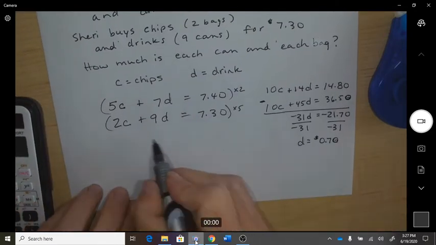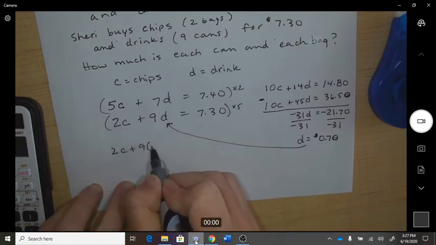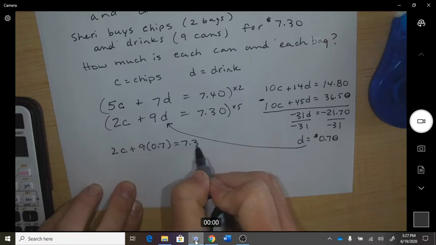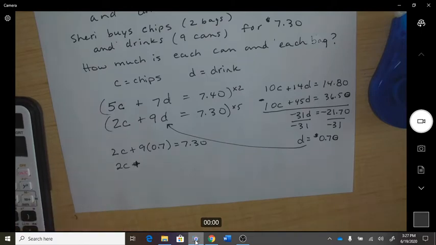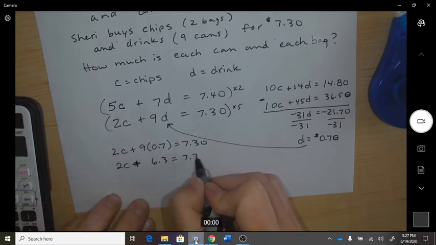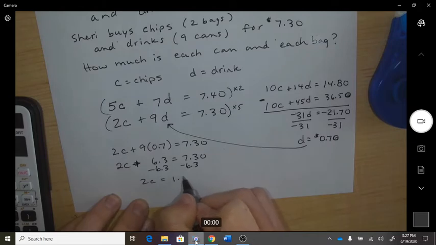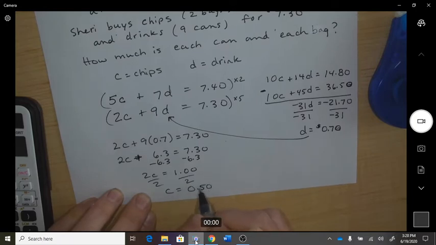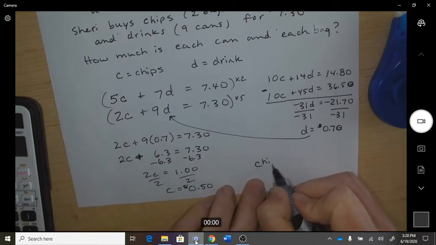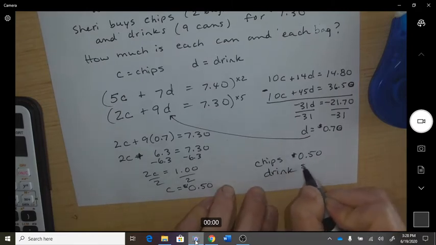And so I'm going to go plug this in. It doesn't matter which one. So 2C plus 9 times 0.7 equals 730. 9 times 0.7 is 6.3. So minus, and then divide by 2. So C is 50 cents. So chips are worth 50 cents and drink 70 cents.